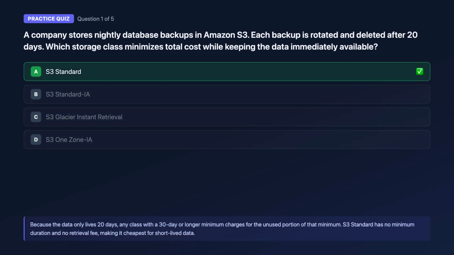The right call here is A. S3 Standard. The trap is the 30-day minimum on both Standard IA and One Zone IA, and the 90-day minimum on Glacier Instant Retrieval. Data that lives 20 days hits those flaws and pays for unused storage. Standard has no minimum and no retrieval fee, making it the cheapest choice for short-lived data.